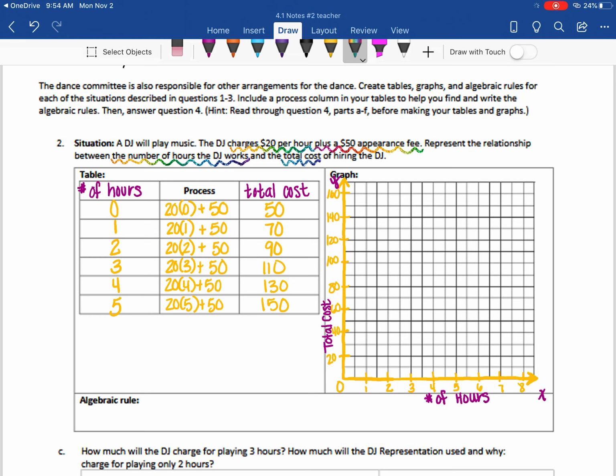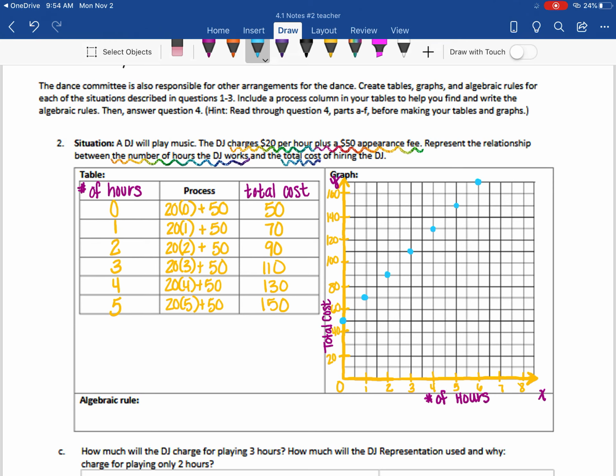Okay, so let's start plotting some points here. So I have 0 hours costing $50, which is going to be right between 40 and 60. 1 hour is going to cost 70. 2 hours is going to cost 90. 3 is going to cost 110. 4 is going to cost $130, 5 is going to cost $150, and I can even fit one more. 6 is going to cost $170. Okay, so there's my graph.